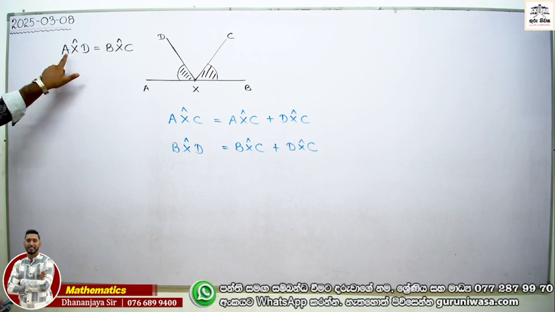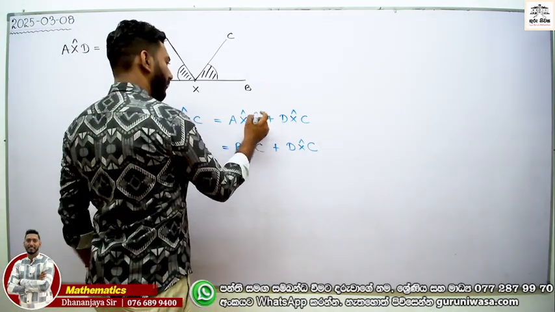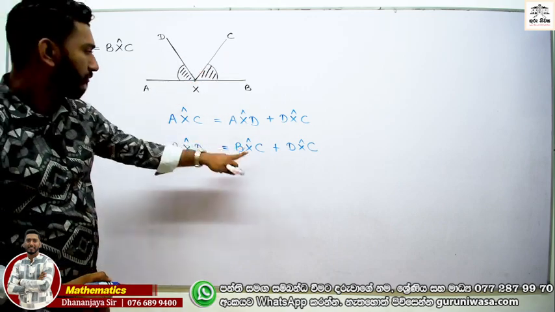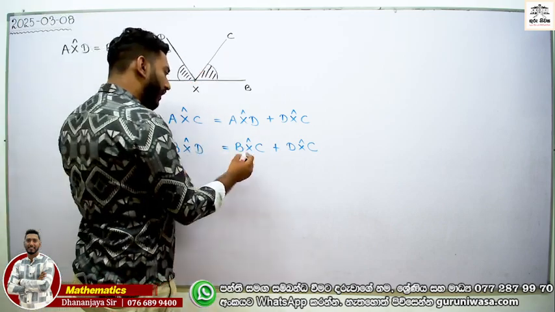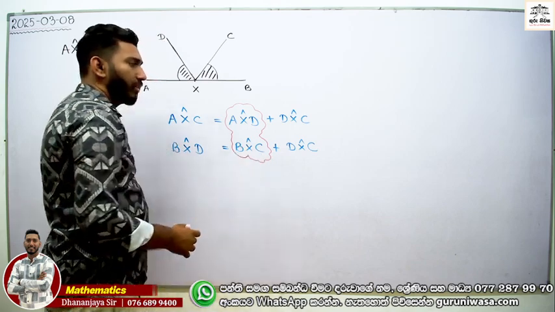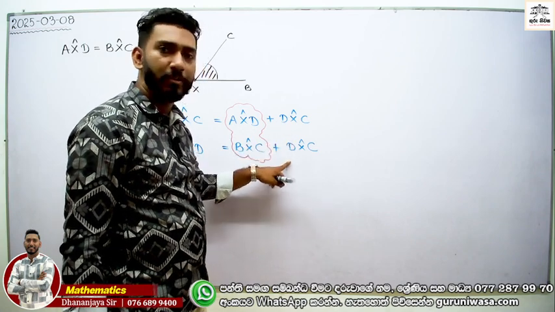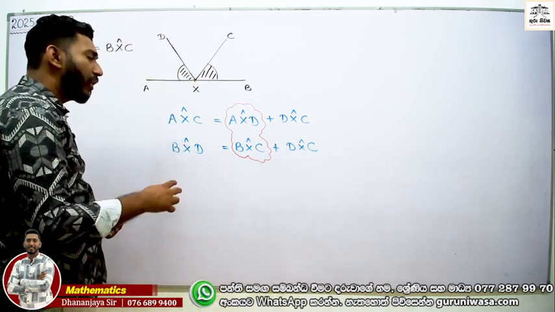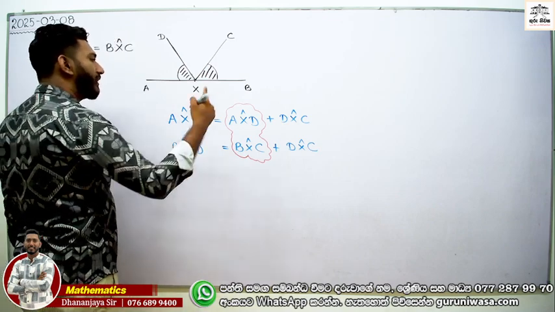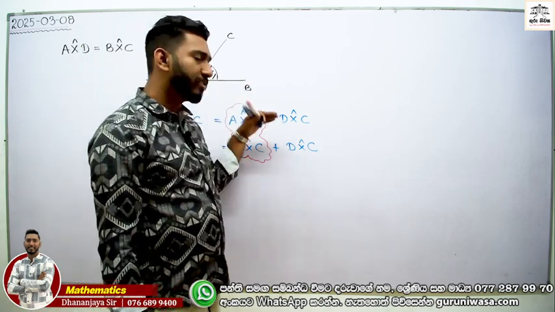Look at this. AXD and BXC. These two things are equal. Given. Look at that. DXC and DXC. These two things are both equal. Therefore, we can apply axiom number 1. Left hand side and left hand side are equal, right hand side and right hand side are equal.